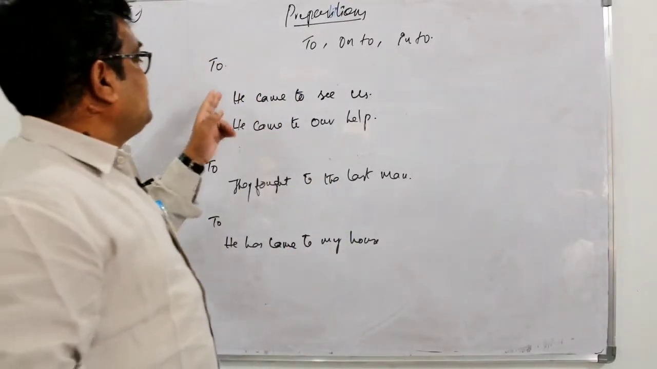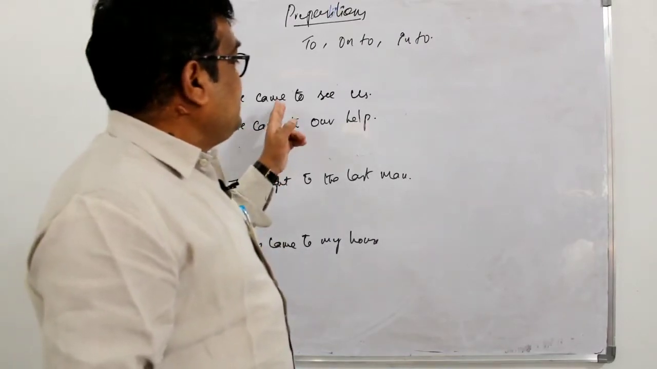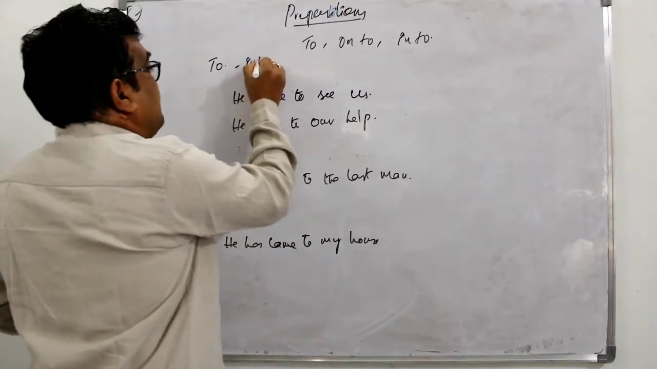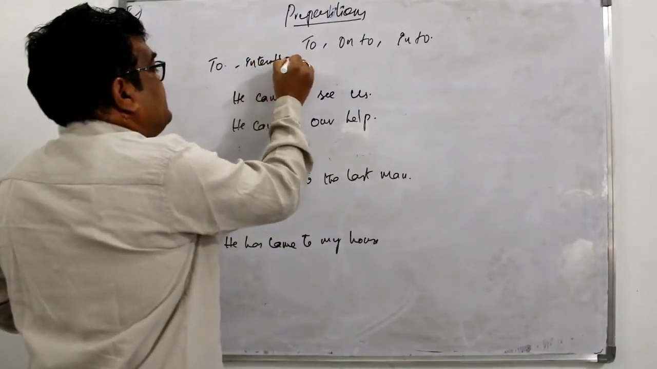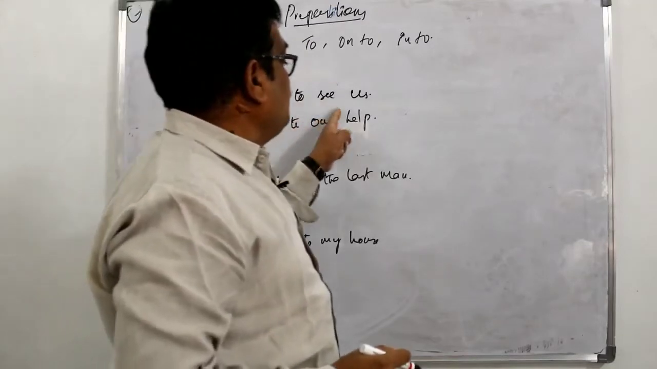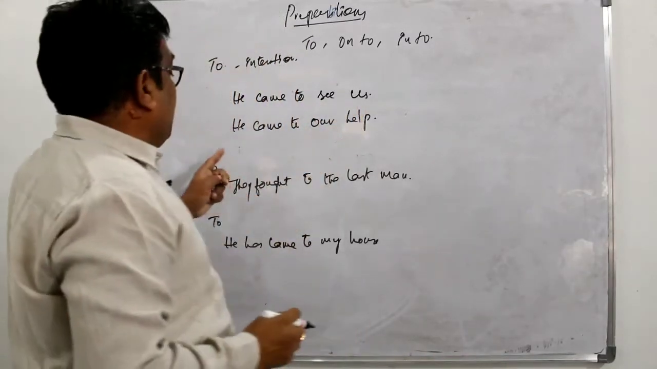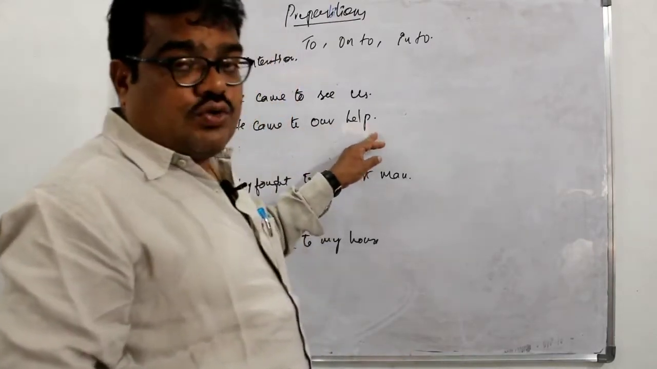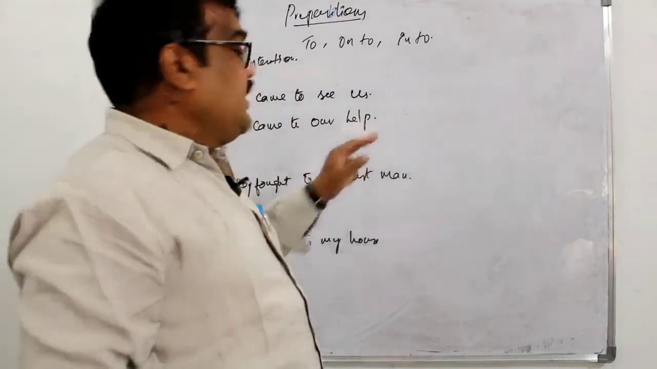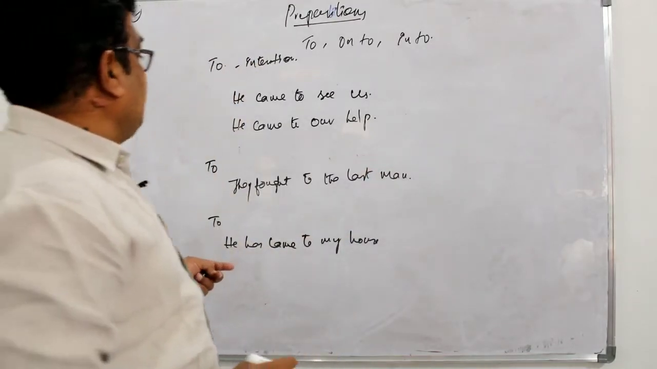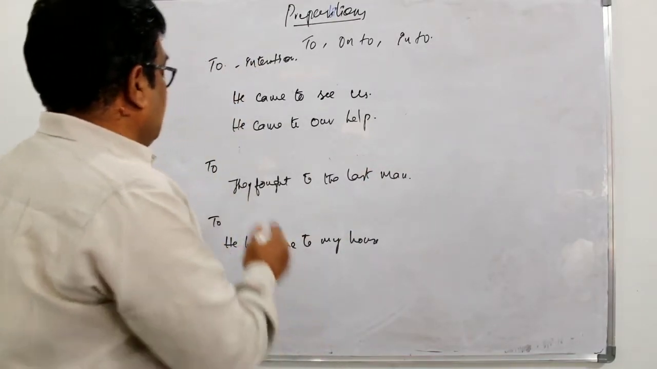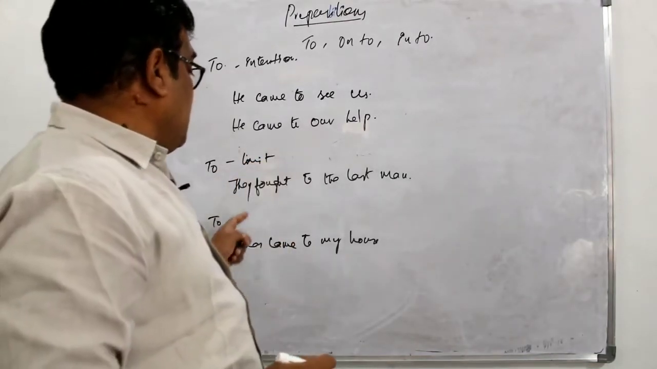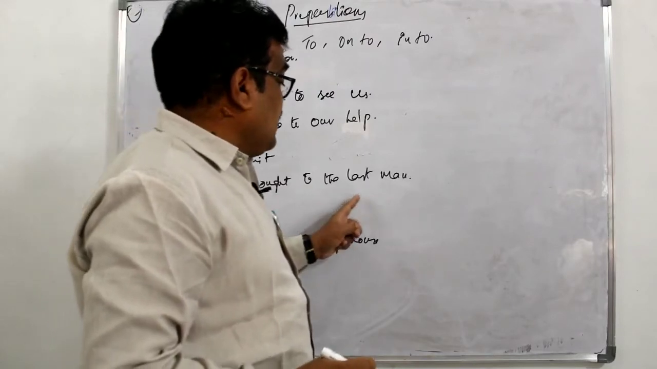Here, if you see this example, it is used for intention. He came to see us, intention. Next, another example. He came to our help. Here also to talks about intention. You see another example, here we see the limit. They fought to the last man.